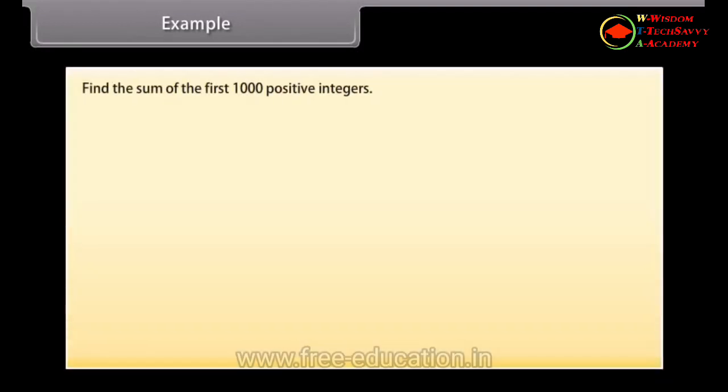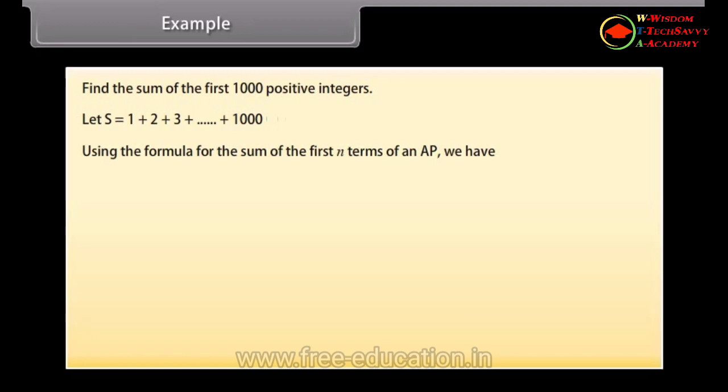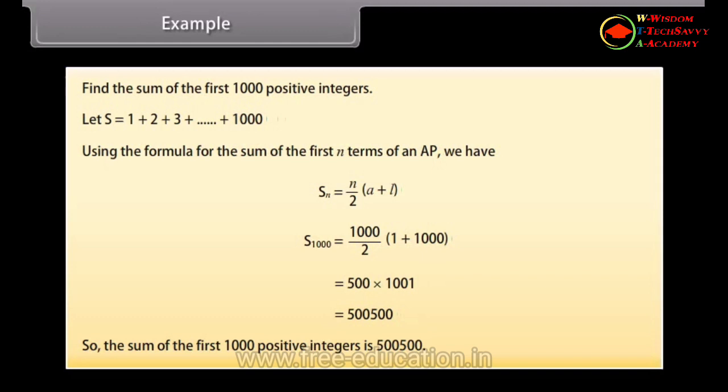Find the sum of the first 1000 positive integers. Let S is equal to 1 plus 2 plus 3 plus and so on plus 1000. Using the formula for the sum of the first n terms of an AP, we have Sn is equal to n upon 2 into (a plus l). Substituting the value of n, we get S1000 is equal to 1000 upon 2 into (1 plus 1000). This is equal to 500 into 1001, which becomes 500500. So the sum of the first 1000 positive integers is 500500.